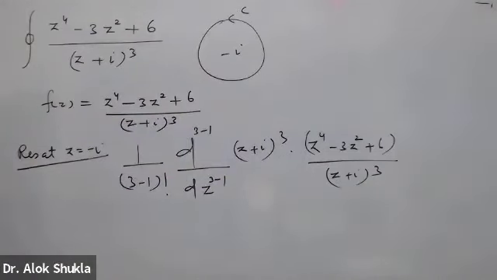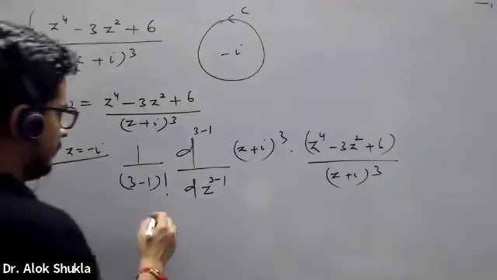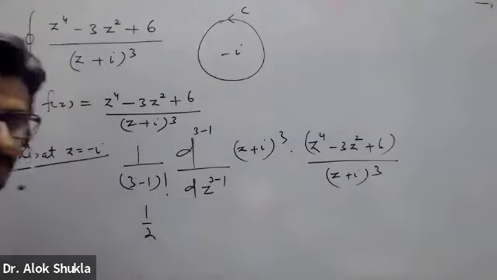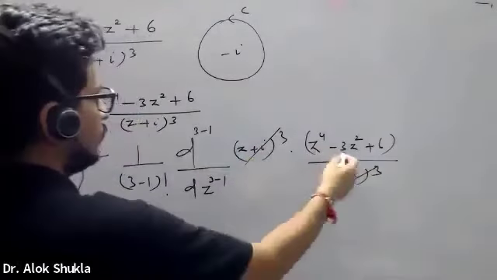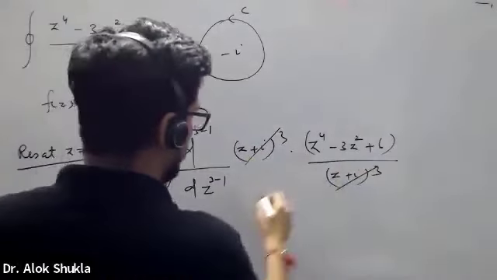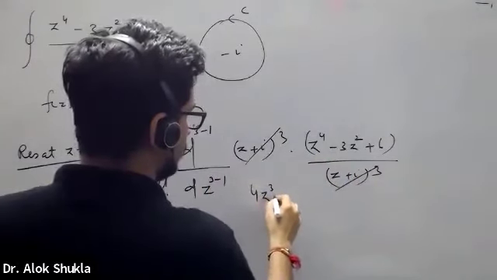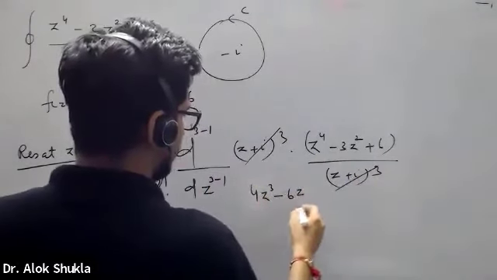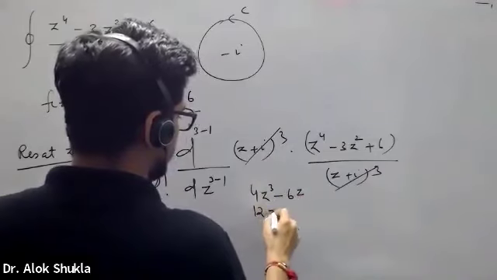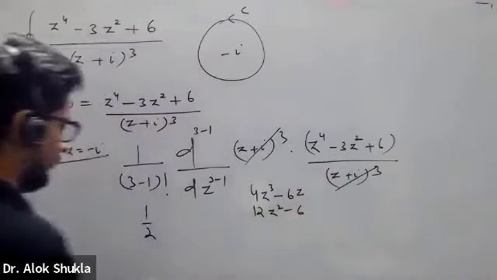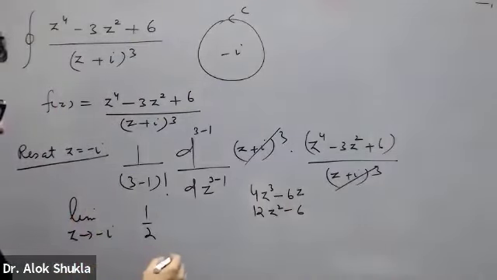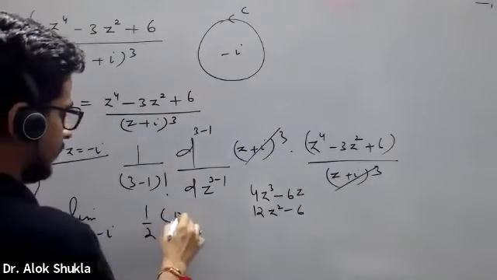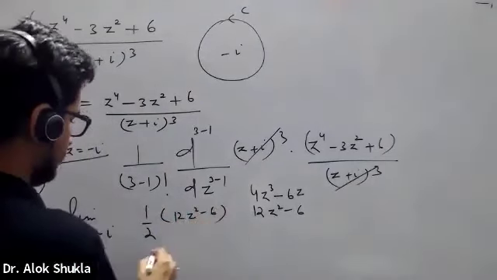So this will become 1 by 2, and then this will be cancelled, and 2 times the derivative of this. The first derivative will be 4z cube minus 6z, and differentiating again gives 12z square minus 6. So it will be the limit z tending towards minus i, 1 by 2 and 12z square minus 6.